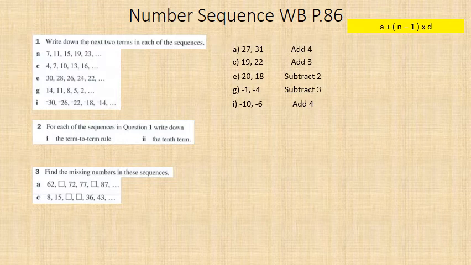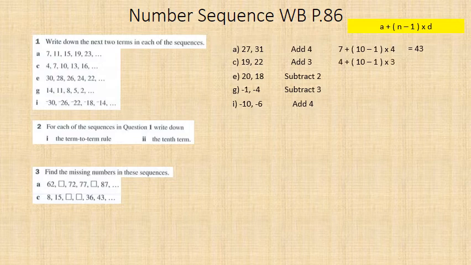The first term is 7, so I will substitute a with 7. And here it's the 10th term and the difference is 4. So if you just calculate that, it's going to be equal to 43. So the 10th term in this sequence is 43. And here the same thing goes for question C.